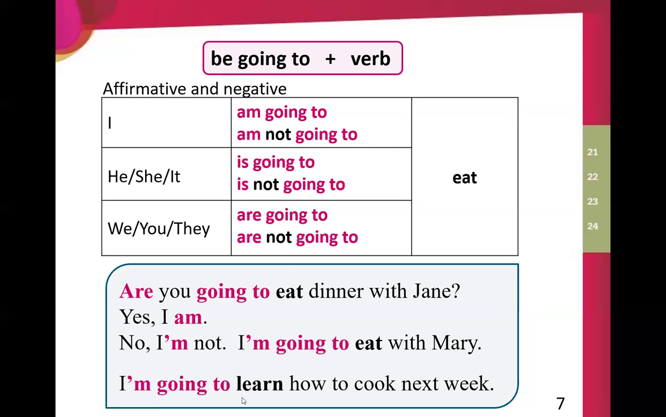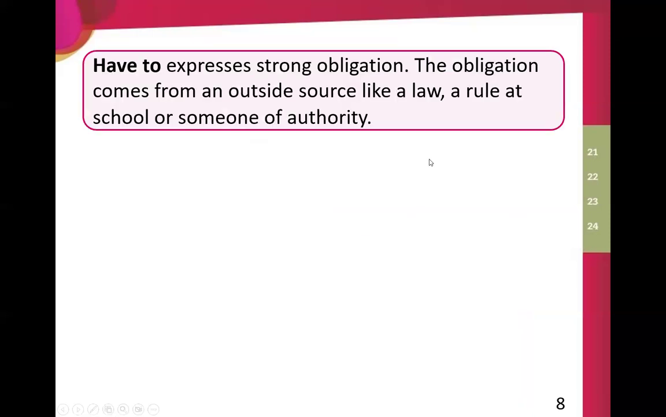I'm going to learn how to cook next week. So "have to" expresses strong obligation.